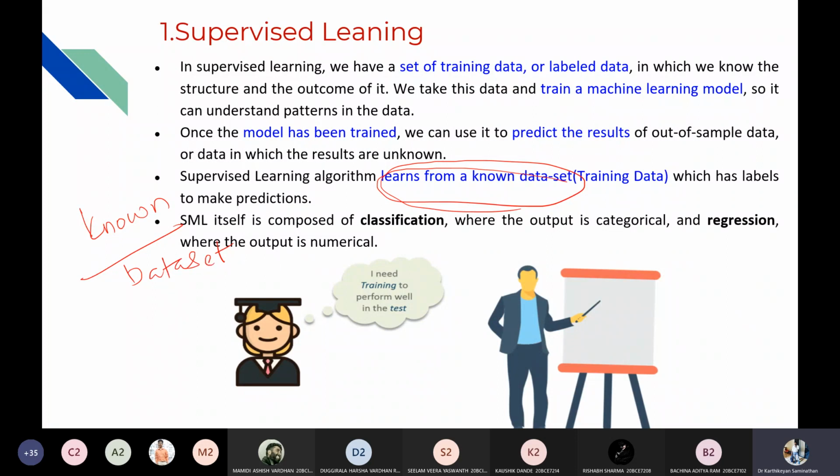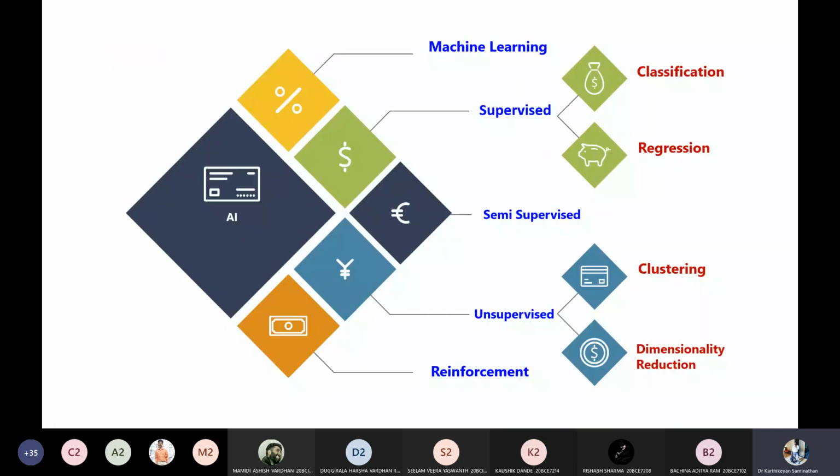So there are two types of supervised learning. One we used to call classification, another one I used to call regression. In classification, the output is always categorical. Regression output is always numerical. So numerical may be, one, zero or one, something like that, right?